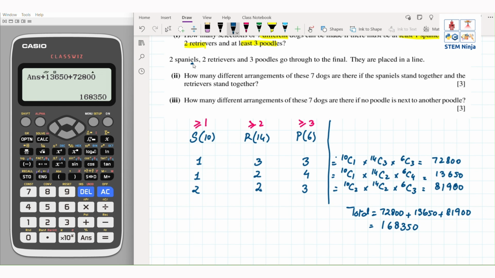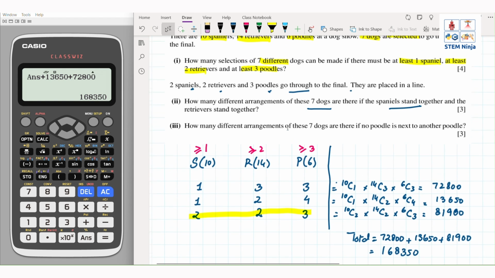Now, 2 spaniels, 2 retrievers, and 3 poodles. So as you can see, basically this combination. They are placed in a line. How many different arrangements of these 7 dogs are there if the spaniels stand together and the retrievers stand together? So that means there is no constraint on poodles. Poodles can be anywhere.